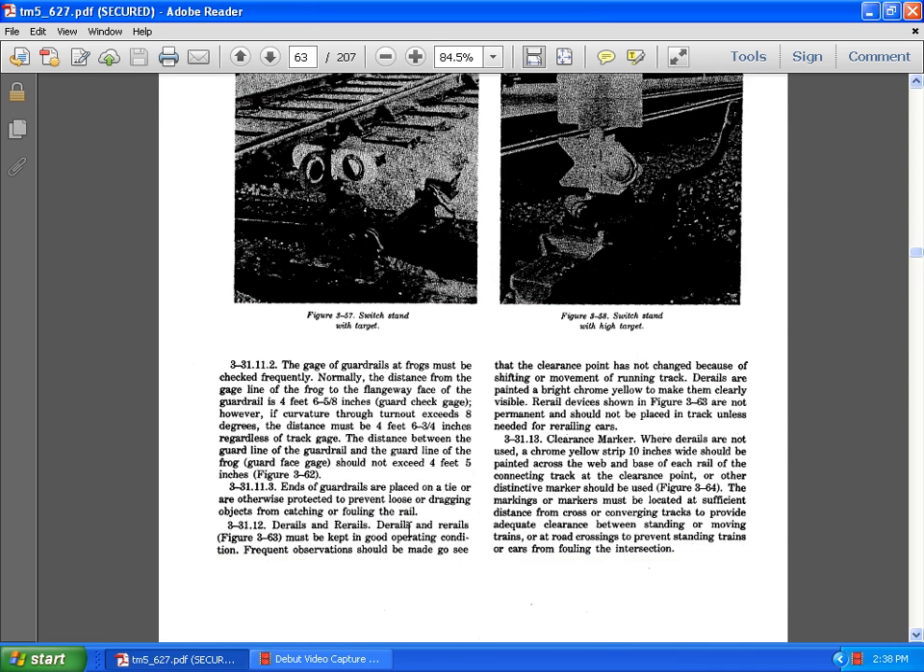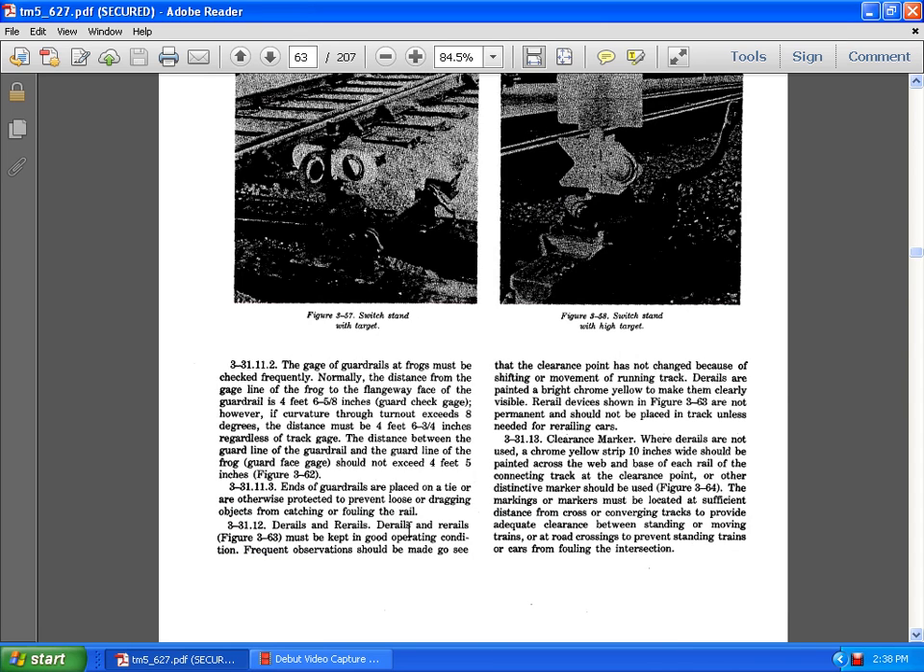The end of the guardrail is placed on the tie or otherwise protected to prevent loose or dragging objects from catching following a rail. Derails and rails must be kept in operating condition. Frequent observations should be made to see that the clearance of the point has not been changed because of shifting and movement in the running track. Derails are painted bright chrome yellow to make them clearly visible. Derail devices in Figure 3.63 should not be placed on the track unless needed.